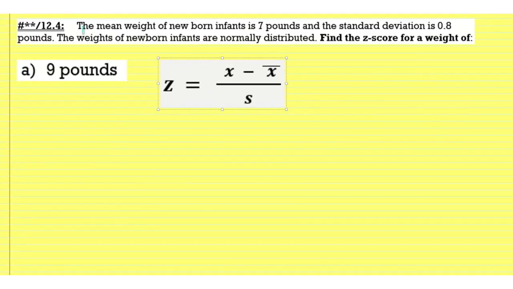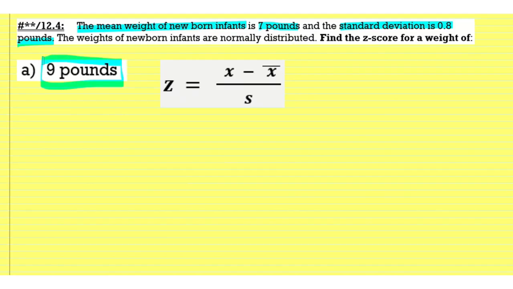Okay, this next problem says the mean weight of newborn infants is 7 pounds and the standard deviation is 0.8 pounds. The weights of newborn infants are normally distributed. Find the z-score for the weight of 9 pounds. So they want us to figure out if 9 pounds is average, if it's below average, or if it's above average, and the z-score will be able to tell us that.